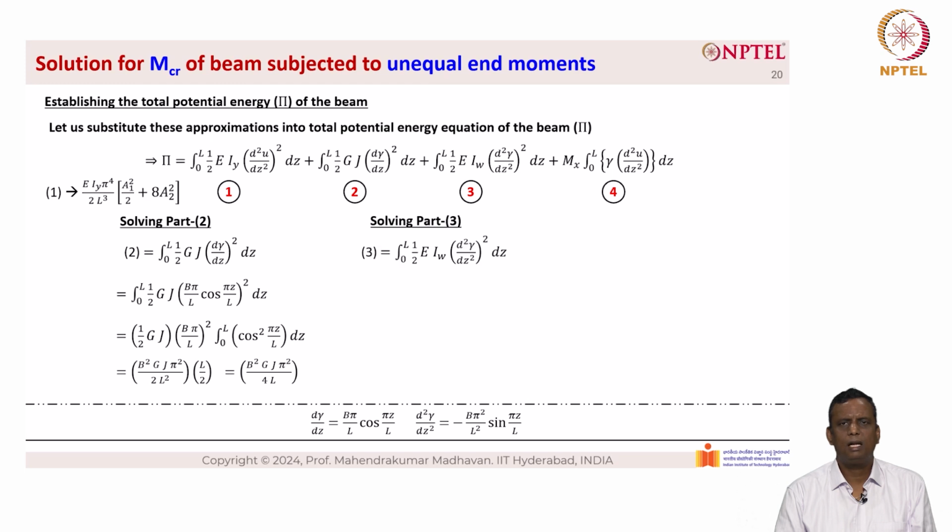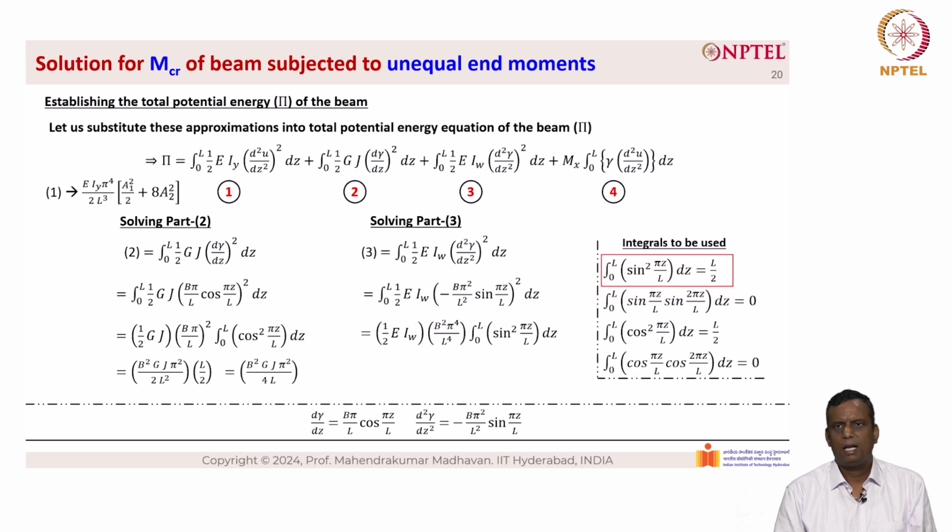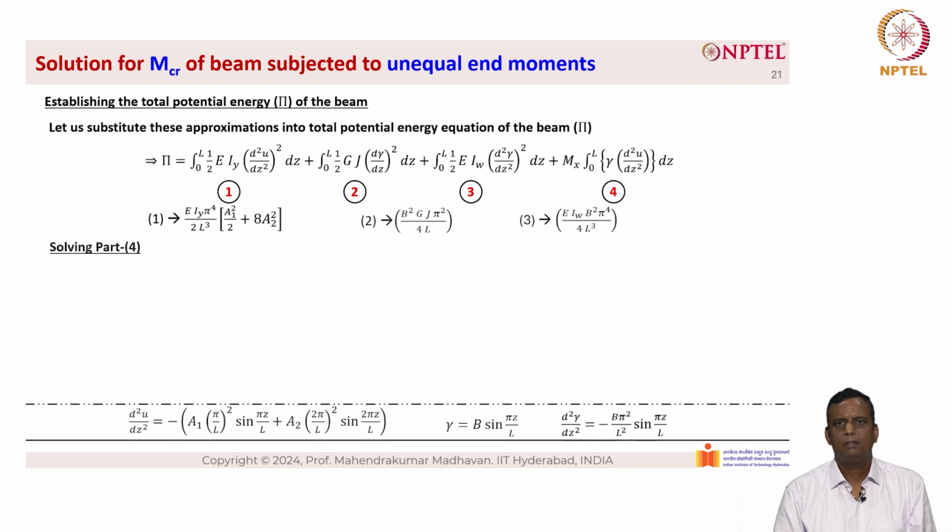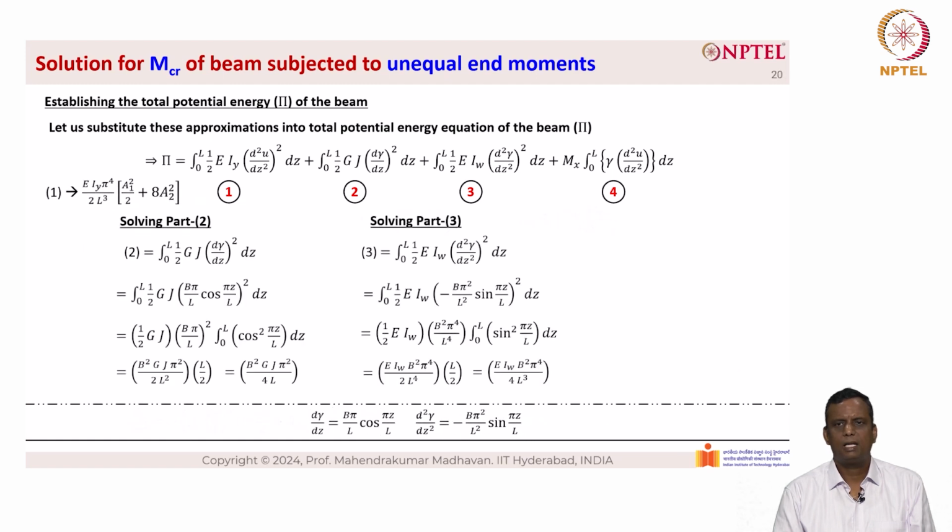And then equation 3 is solving part 3. We have 0 to L, half into EIw into d square gamma by dz square the whole square into dz. So we can substitute it and simplify it. As you can see, again we can take advantage of the formulas on the right hand side, which is 0 to L sin square pi z by L is equal to L by 2. We substitute that and simplify this further, which gives rise to the equation EIw into b square into pi power 4 divided by 4L cube.